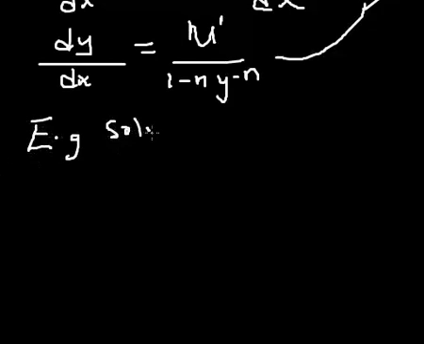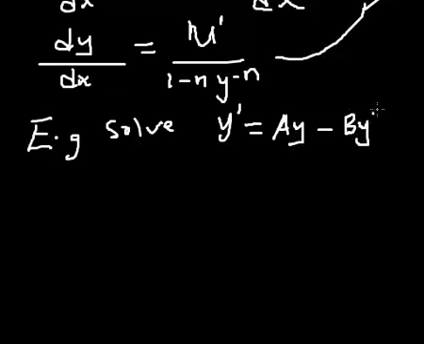Solve y prime equals ay minus by squared. Okay, so how does this work?